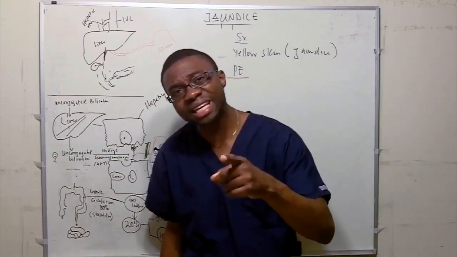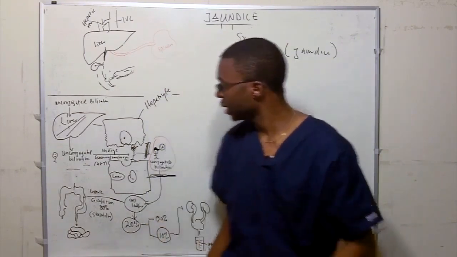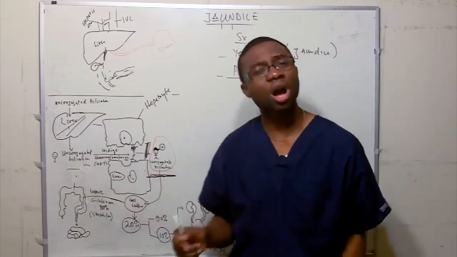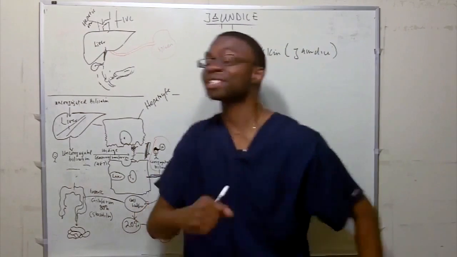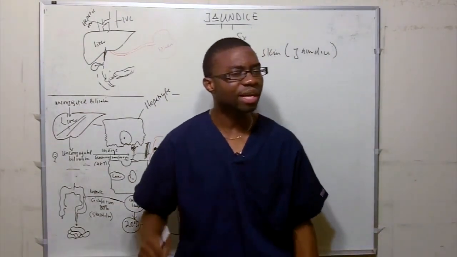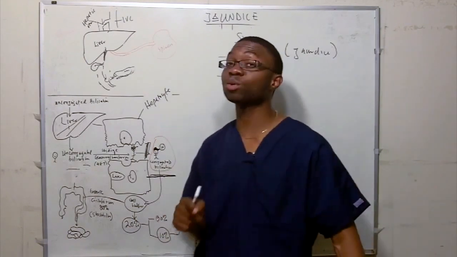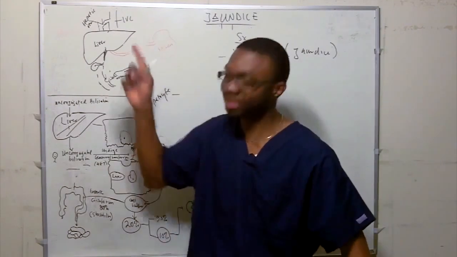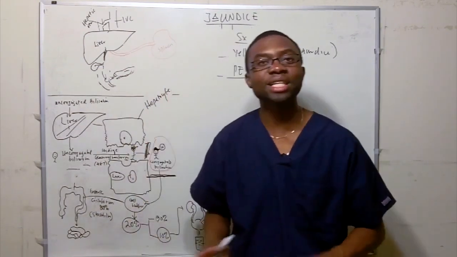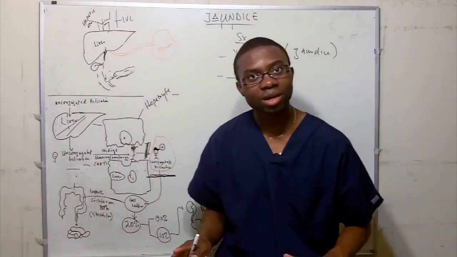But the key thing is the urine. If they have unconjugated bilirubin, remember, the new guys are not water soluble. If they are not soluble in water, they are not going to go through the kidneys. They're going to bypass the kidney and go back into the body. So your urine is going to be clear.